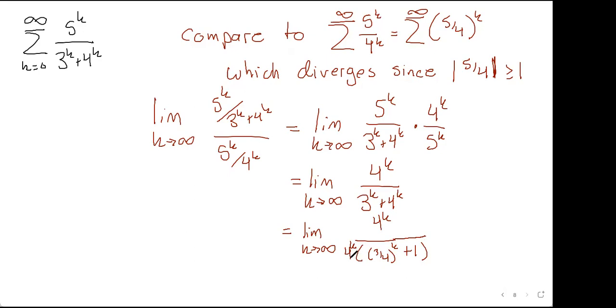To verify this, if you multiply 4 to the k back through, you get just 3 to the k first, and then 4 to the k second. These things cancel, and we get 1 over (3/4)^k plus 1. And this is actually the limit we can't take.